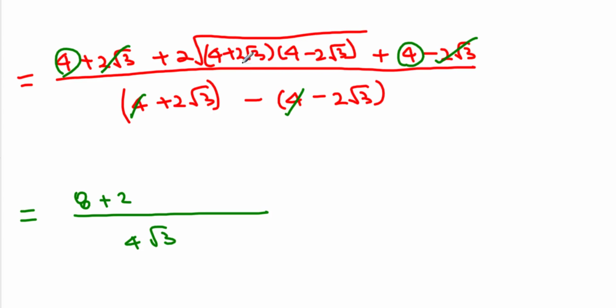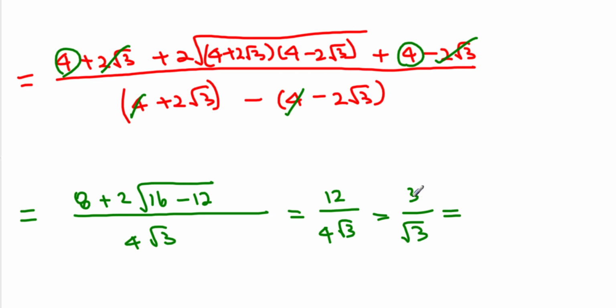Plus 2 times the product, which is already a conjugate pair, so we get a difference of squares. We get the square of 4, which is 16, minus the square of 2 radical 3, which is 12. And we know that that's equal to 4, so the square root of 4 becomes 2. Hence the top becomes 8 plus 4, which is 12, over 4 radical 3. Then obviously the 4s cancel out and we get 3 over radical 3. When you rationalize this one, we end up getting radical 3 as our answer.